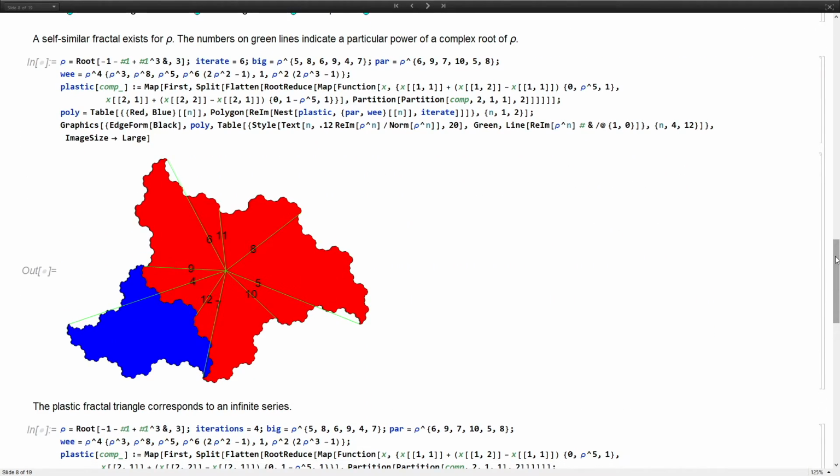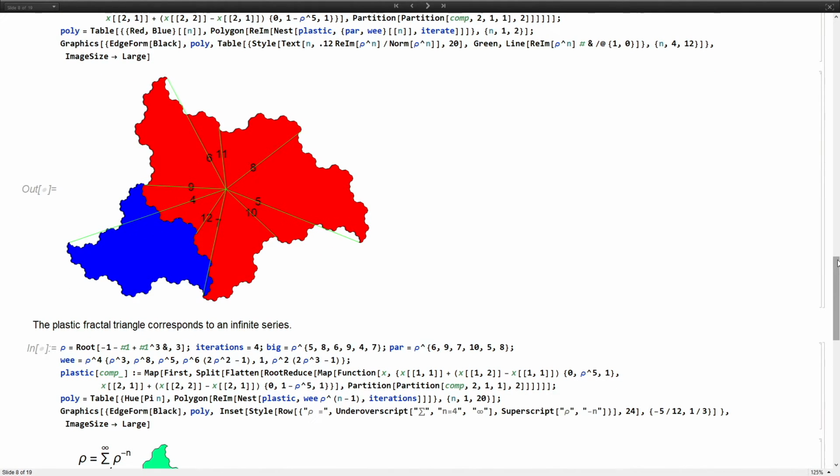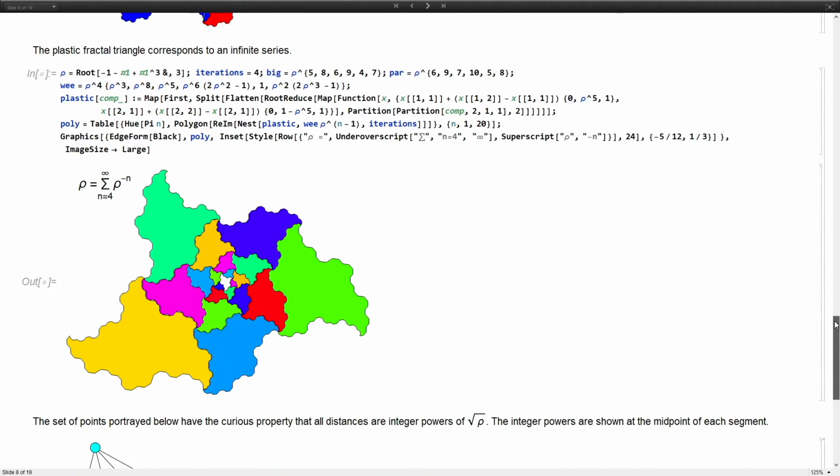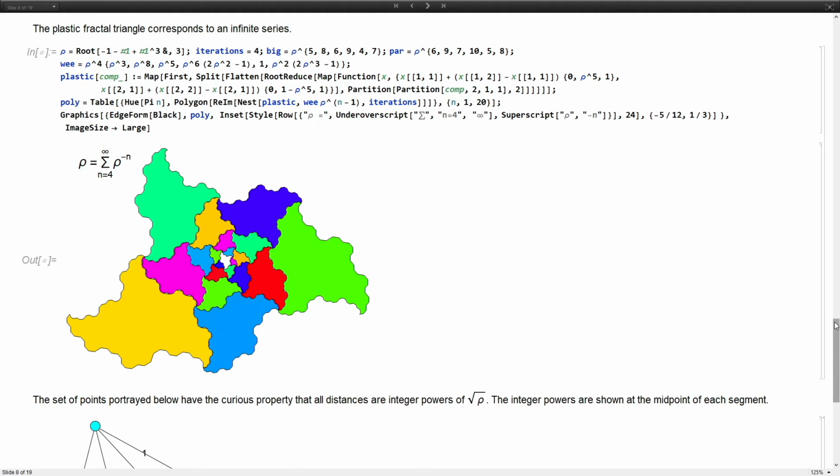And we have a fractal triangle based on this. It has two different similar copies, and they're scaled as in powers of the plastic constant. And we get this infinite series as well, which had never been done before.